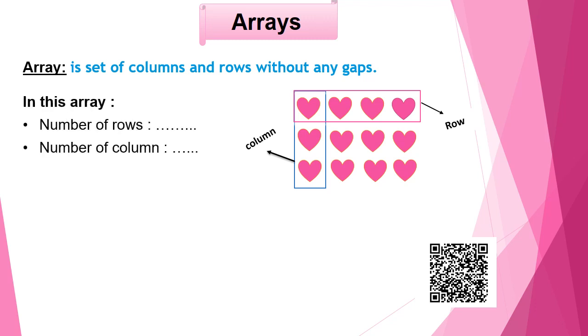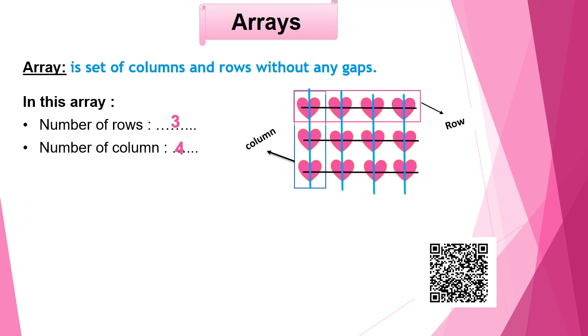In this array, the number of rows, how many rows here? We said rows are items in horizontal direction, horizontal lines. So let's count together. 1, 2, 3. So we have 3 rows. The number of columns are items arranged in a vertical way or vertical direction. 1, 2, 3, 4. So we have 4 columns.